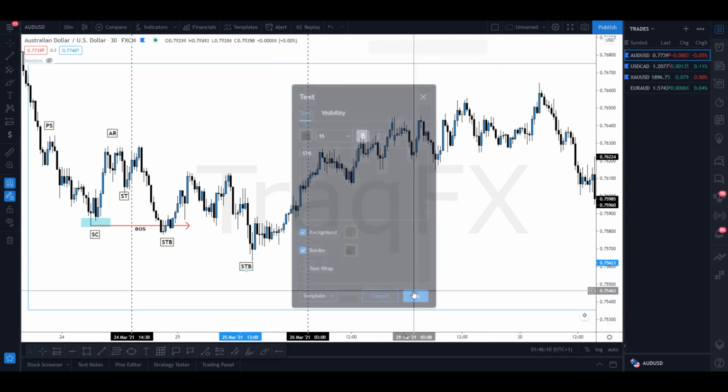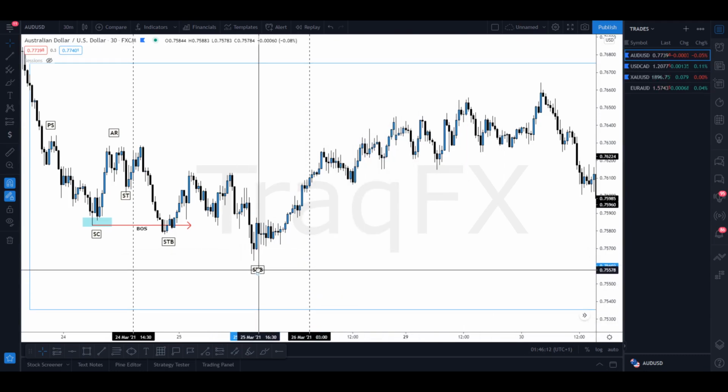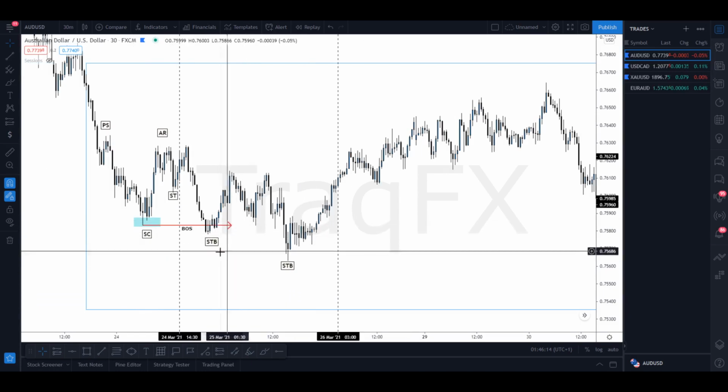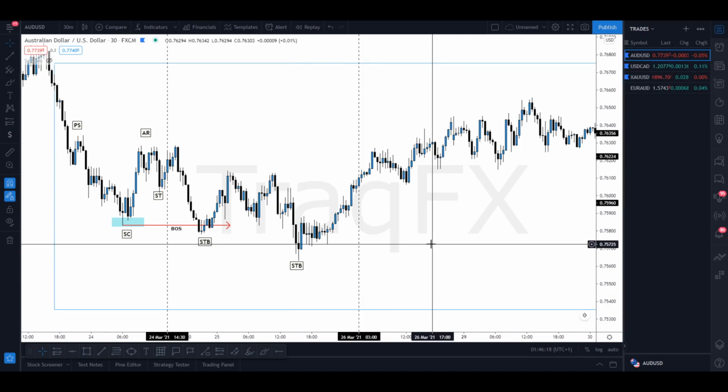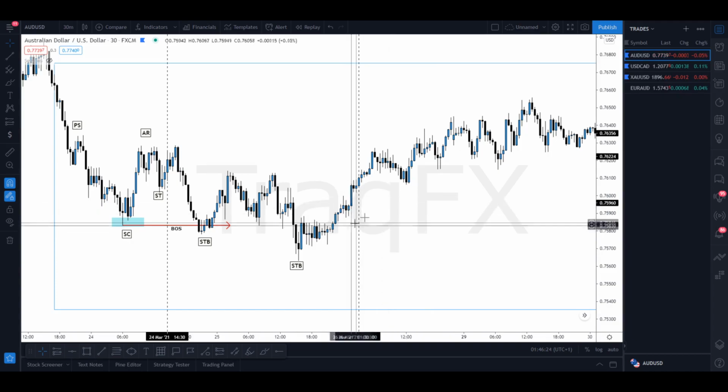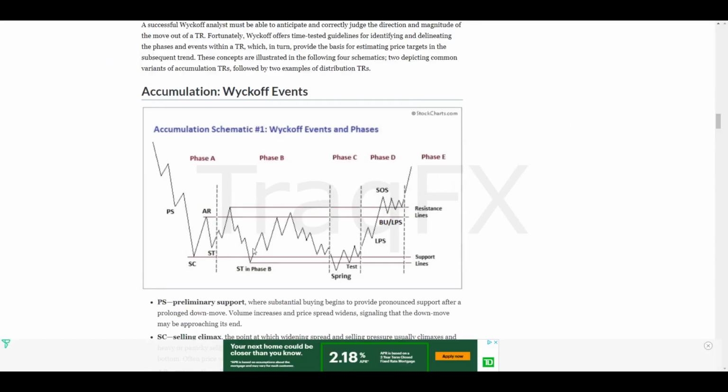Like I said before, there's going to be tons of STBs, and it's literally impossible to assume the spring is going to happen below here. The way you'll understand when the spring is going to happen is simply by waiting and having patience, and I'll show you. So at this point, the market makes its rally up, and we can see in phase B a major rally up.